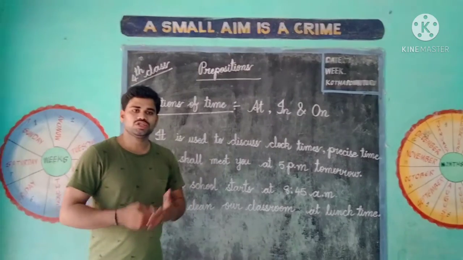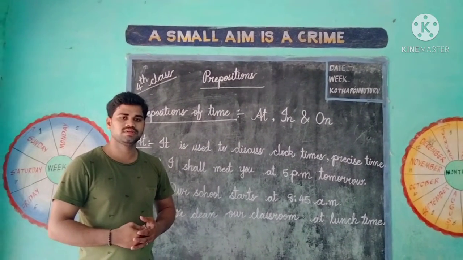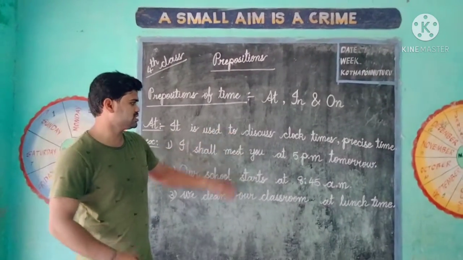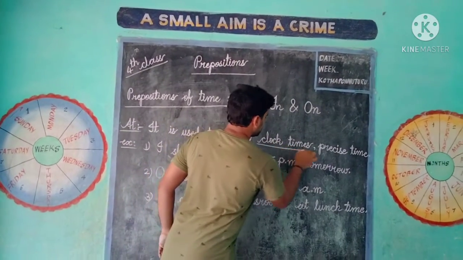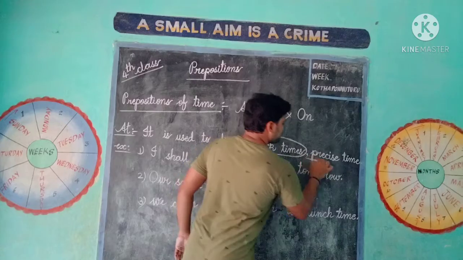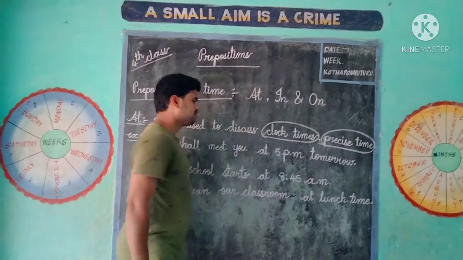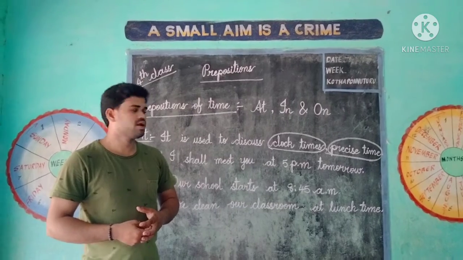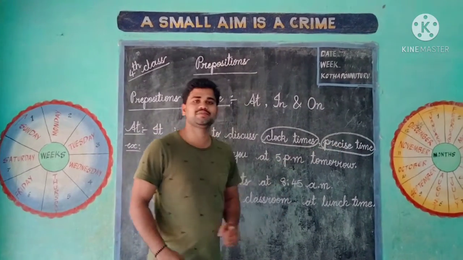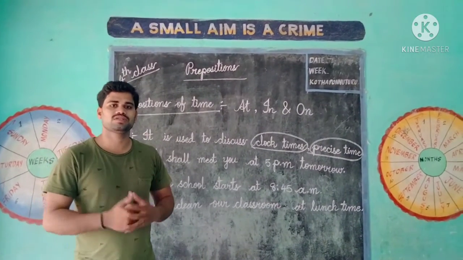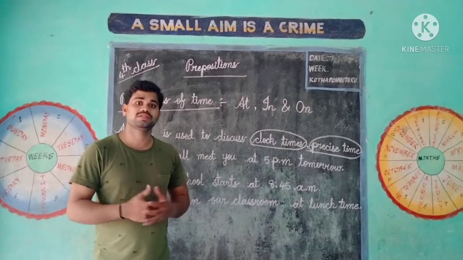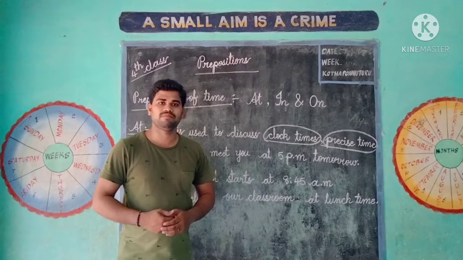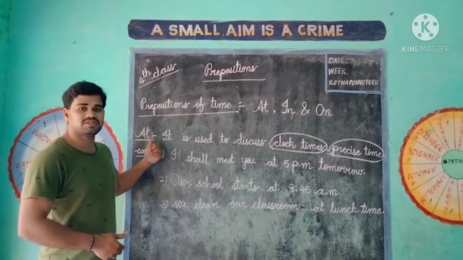It is used to discuss clock times, precise time. Yes, when we talk about clock times and also precise time. Precise means correct, exact time. When we talk about clock times or precise time, we must use the preposition at.